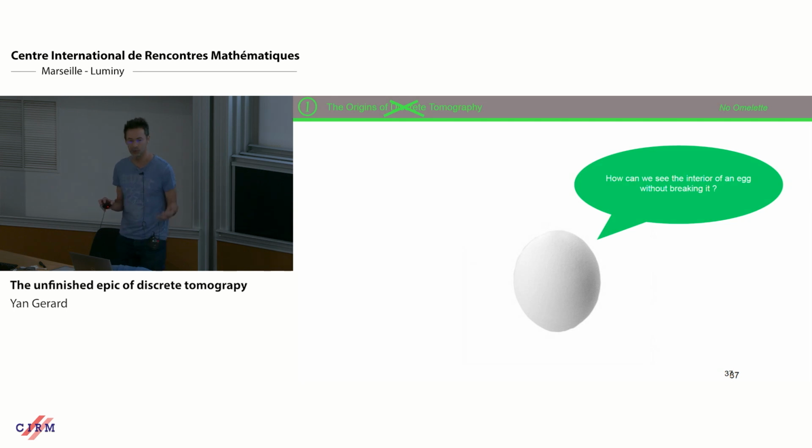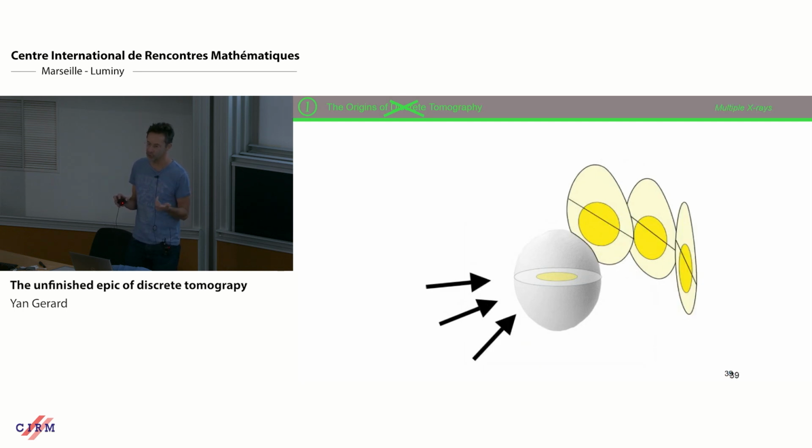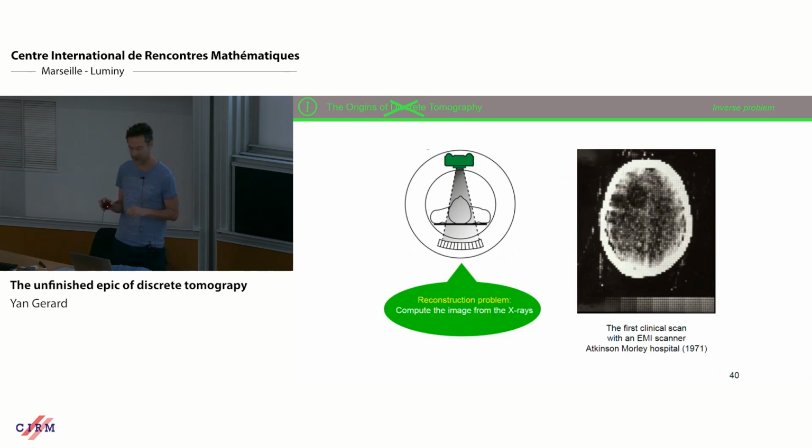In fact, the idea is how can you look into an egg without breaking it? You don't want to make any omelette. If you have one picture, one X-ray, you have an idea of what's inside, but it's not enough to have an image of the cross-section of the egg. But if you have multiple views, then you can start to recover the cross-section of the egg. And that's exactly the problem that you have in discrete tomography.